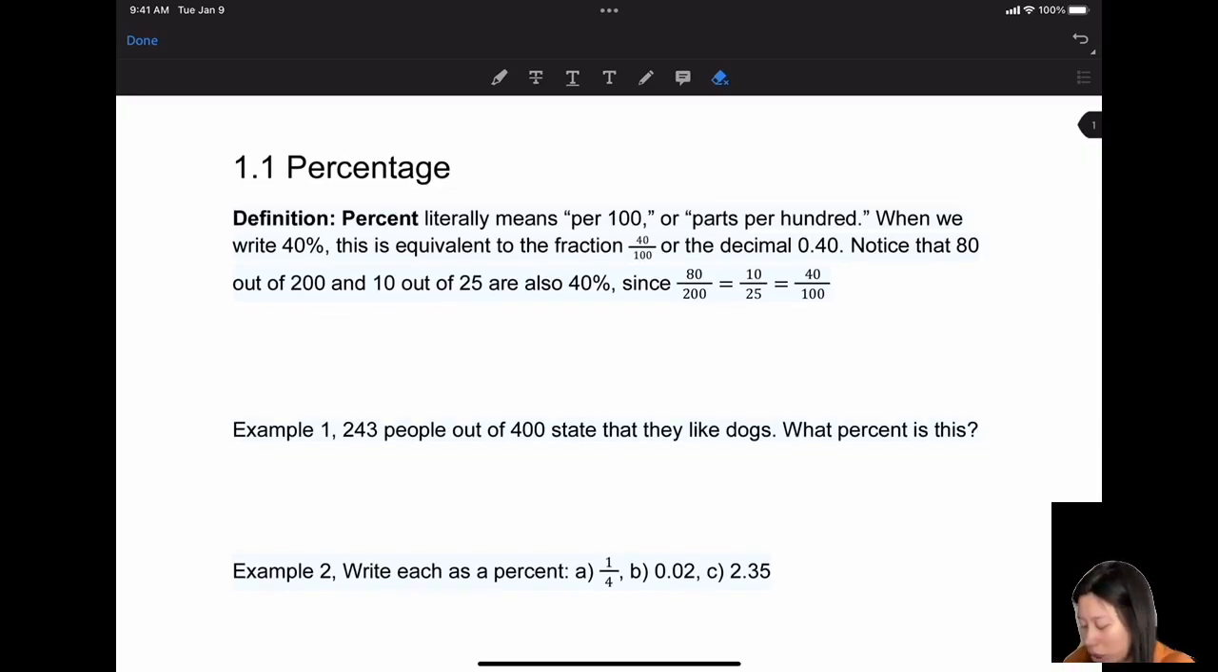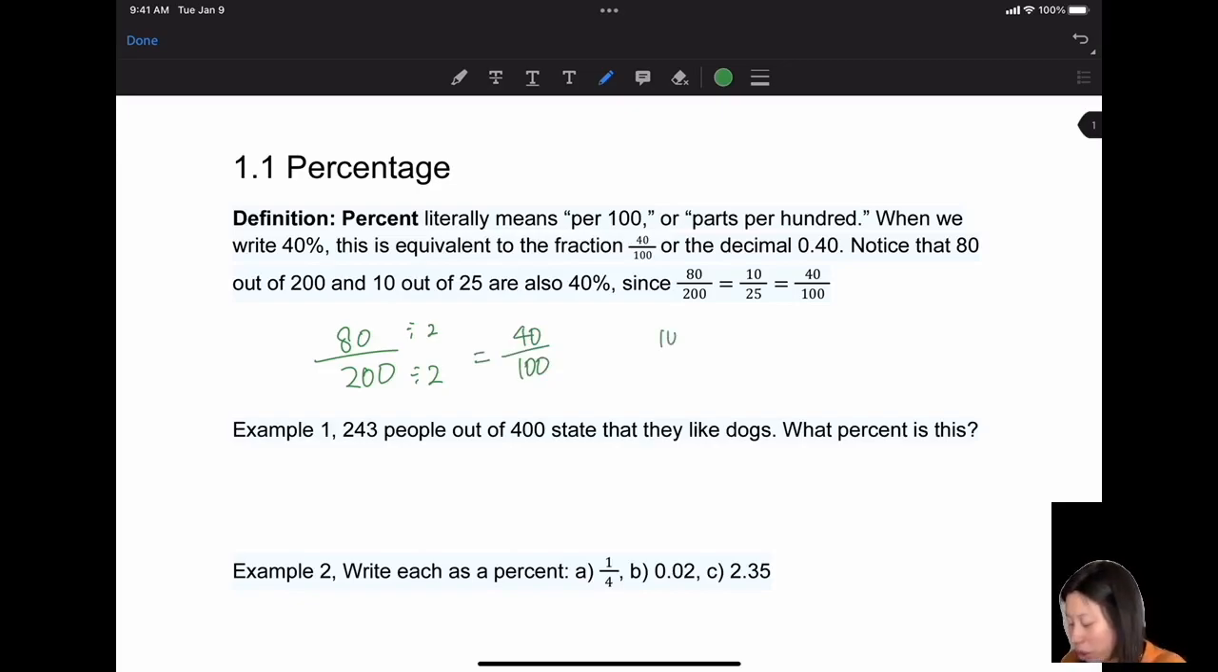When you take a look at 80 out of 200, if I turn the denominator into 100, what will happen? I need to divide by 2 on the top and bottom. So I will get 40 out of 100. Similarly for 10 out of 25, I want to turn the denominator into 100. That means I need to times 4 on the top and the bottom. I will end up with 40 out of 100. So that means 80 out of 200 is equal to 40%. 10 out of 25 also equals 40%.